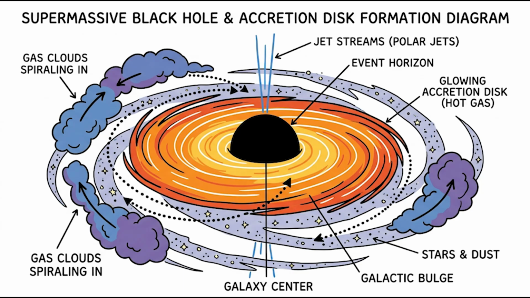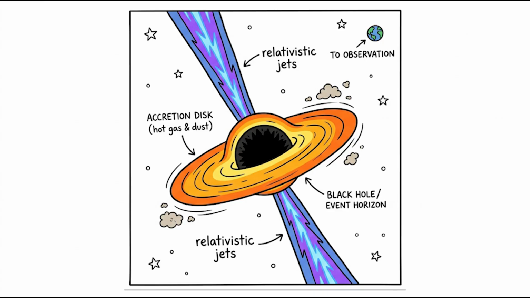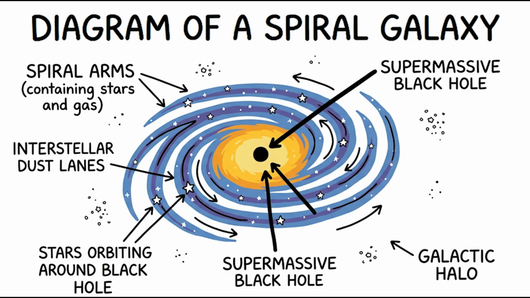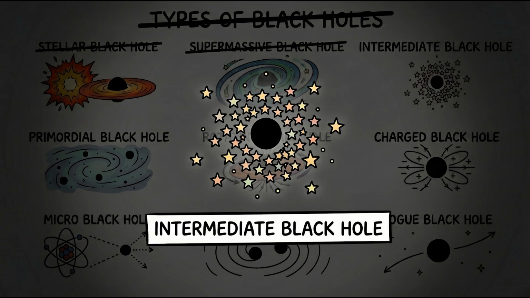When gas and dust fall toward these giant black holes, they form massive accretion disks. These disks can shine brighter than entire galaxies. Some supermassive black holes launch massive energy jets into space. These jets can stretch for thousands of light years, which is completely insane. And here's the weird part: even though they're unbelievably massive, the black hole itself is tiny compared to the whole galaxy. So supermassive black holes are the gravitational anchors of galaxies. But the next type we're about to look at is kind of the missing middle between the small ones and the giant ones. Alright, next up, intermediate mass black holes.